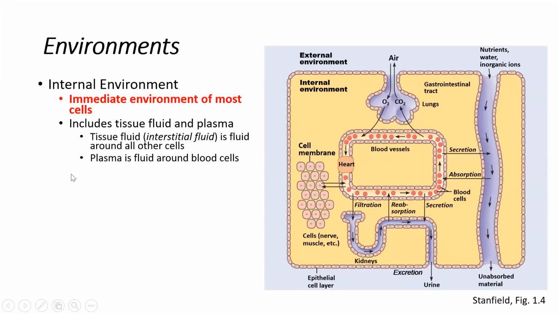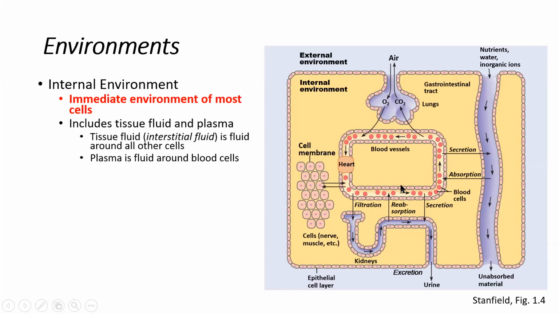So let's look a little bit closer at the internal environment. This is the immediate environment of our cells. This includes the lungs, again, the heart, blood vessels, the urinary system, all of our nerves and muscles, etc. All of this makes up our internal environment. It includes the tissue fluid, the water that is around our cells, which we call tissue fluid or interstitial fluid, as well as plasma. Plasma is the watery component of blood, and so plasma is going to be found within our blood vessels.